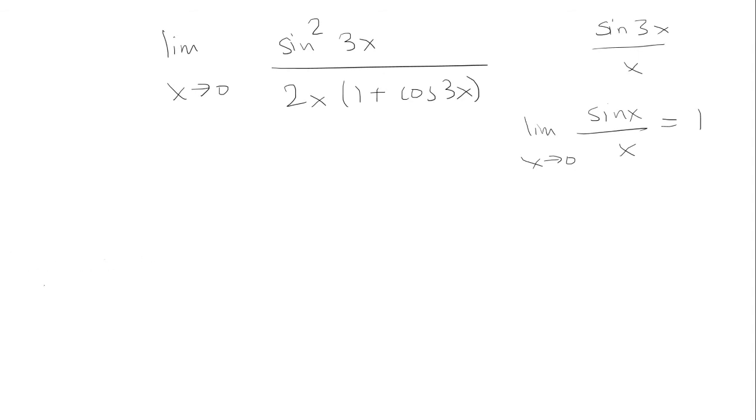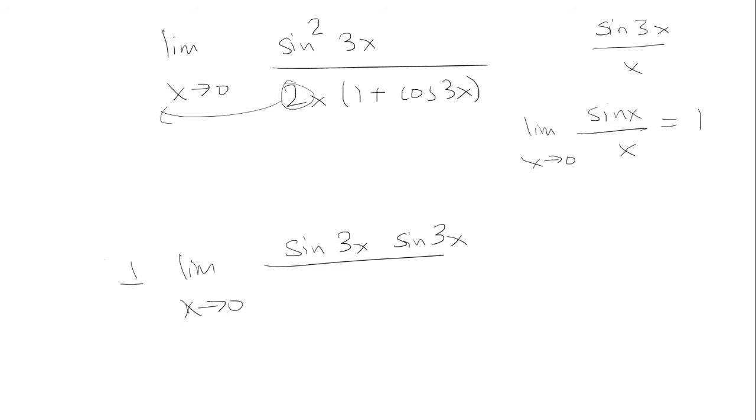So the first thing we're going to do is take the limit as x approaches 0 and then break up the sine 3x into two pieces. I'm going to factor out the 1/2 outside. So I have sine 3x over x. So this is going to be a nice little trick.